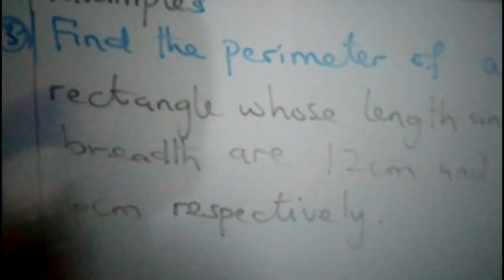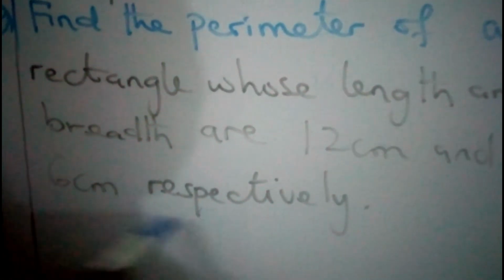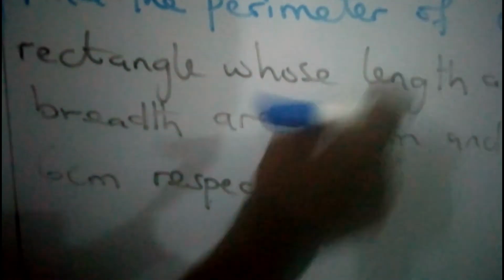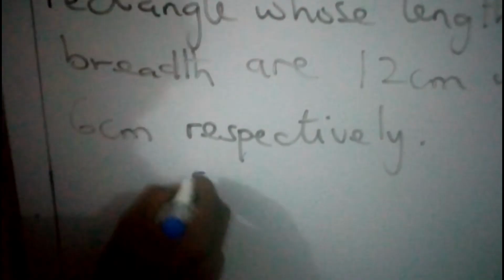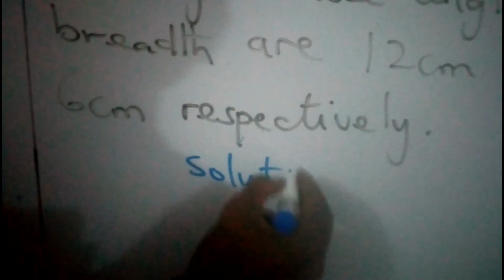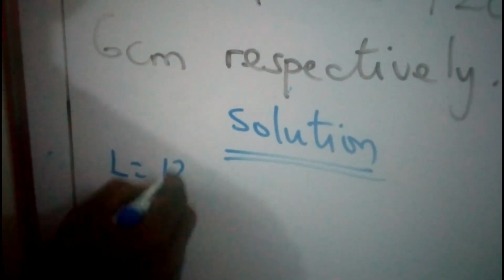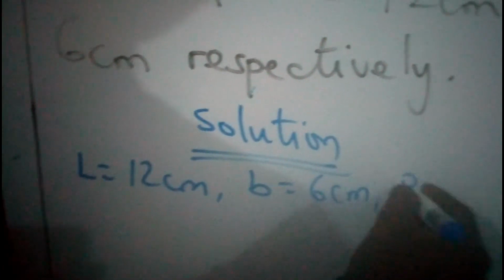Okay, in the dimensions given, length is 12 centimeters and breadth is 6 centimeters. The word "respectively" means accordingly. Length comes first, so 12 comes first. So length is 12, breadth is 6 centimeters. The next thing now is to actually write out your dimensions. Length is given as 12 centimeters, breadth is given as 6 centimeters, and you have to find the perimeter.